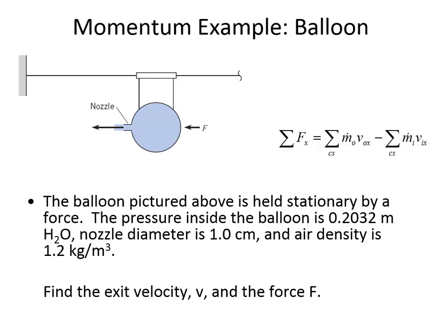The area is 7.854 times 10 to the minus 5 meters squared. The other bit of preliminary information we're given is the density of the air is 1.2 kilograms per cubic meter. So what we're going to do now is use Bernoulli's equation to tell us the relationship between the pressure inside the balloon and the velocity of the gas.